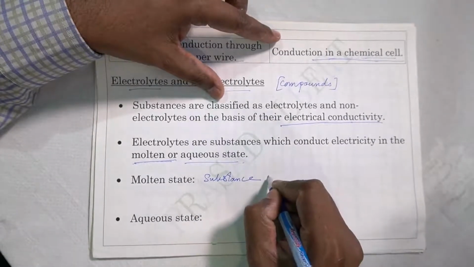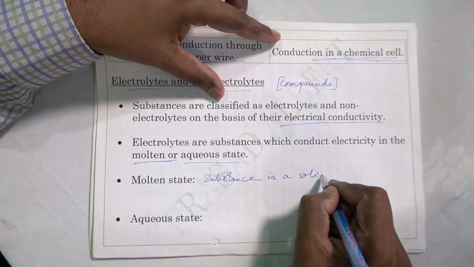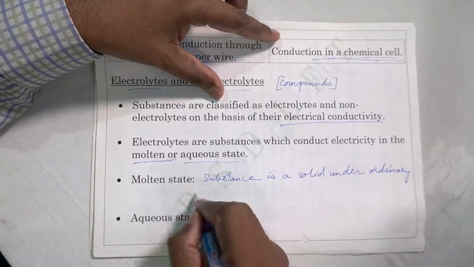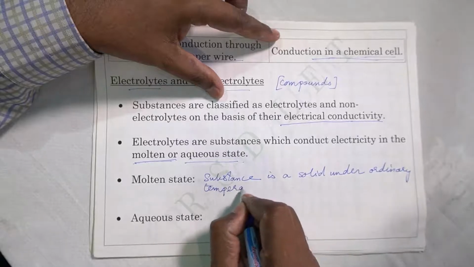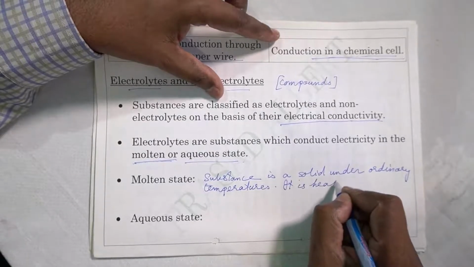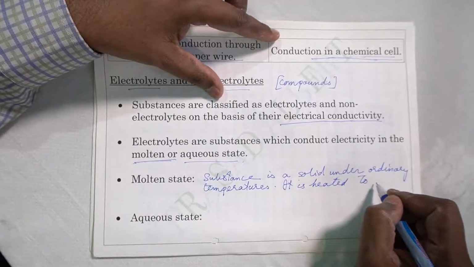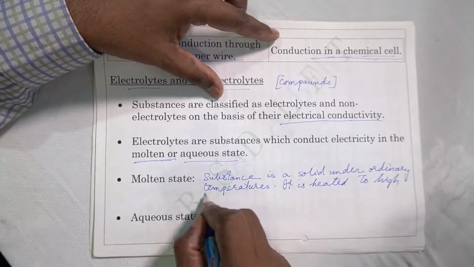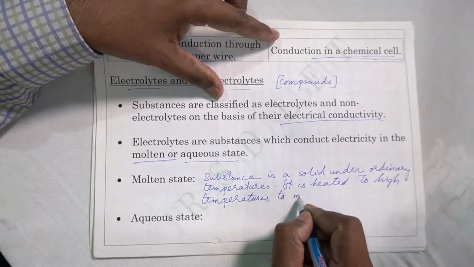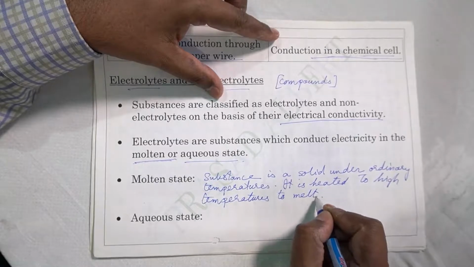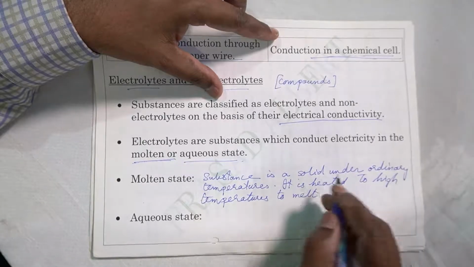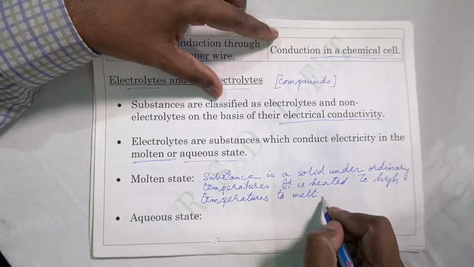the substance is a solid under ordinary conditions or ordinary temperatures. It is heated to high temperatures to melt. So once it has undergone melting, now we say it is molten state, and it is not at ordinary temperature. Please remember, molten state is not at ordinary temperature, it is at high temperatures.